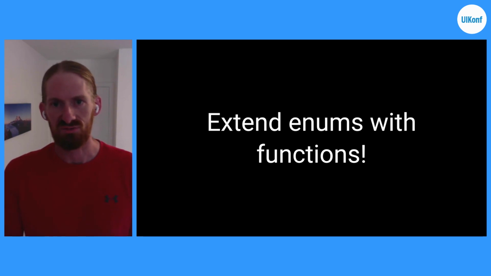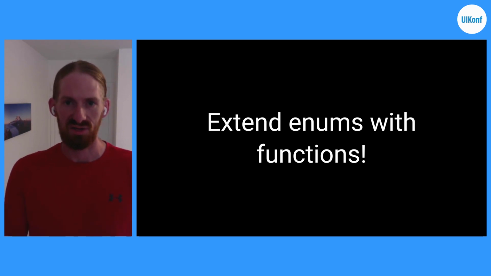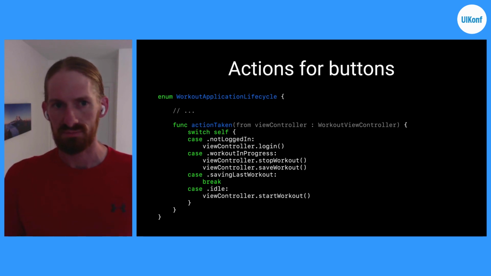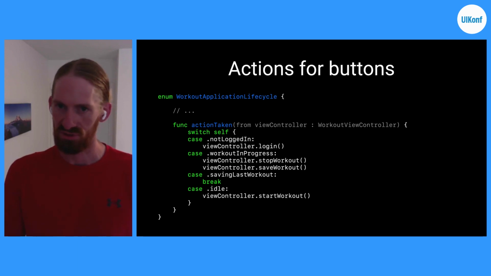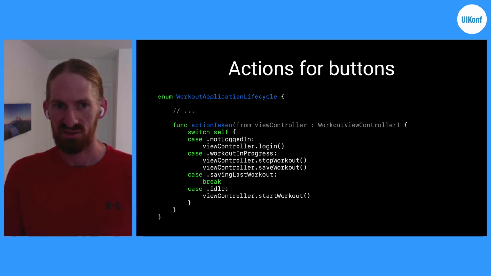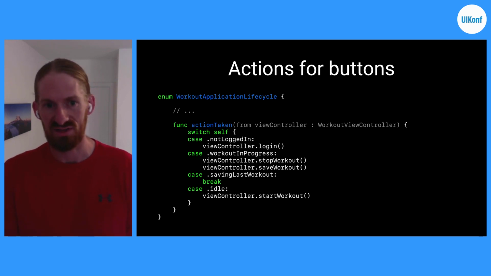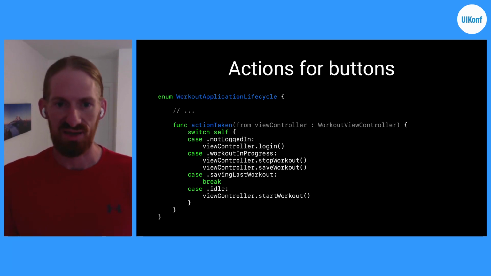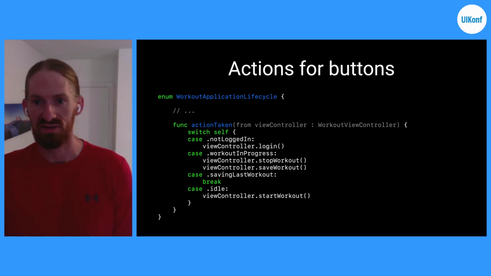We can also extend enums with functions so that we can take different actions depending on the state of the object. Here we've defined an action taken method on the enum that accepts a reference to the view controller. The enum can then take advantage of the view controller's public API without having to know anything about its internal structure. The view controller exposes start, stop, and save methods that our enum can use. What's nice about this is the logic for what to do when the button is pressed is entirely encapsulated in the thing that describes the possible states of the button. All we have to do when we want to change behavior is change the options described by that enum case.